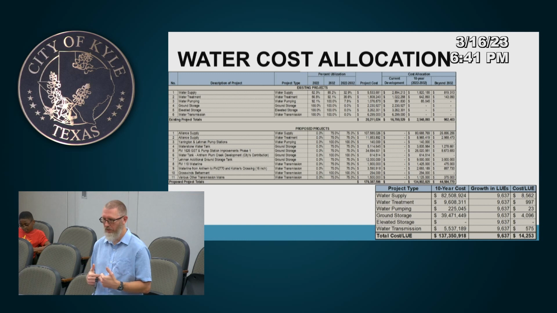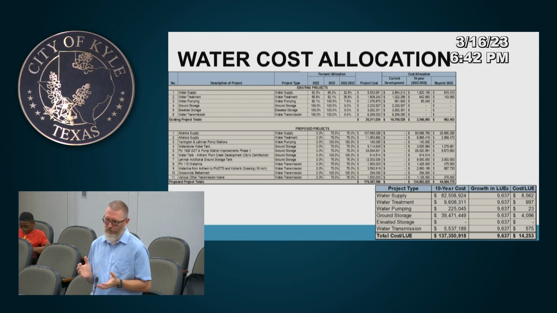And so the same concept applies there. We take that percent utilization, the difference between 2032 and 2022, times the project cost, and that is the dollars that go into that 10-year column, which is really the column that we're most concerned about.